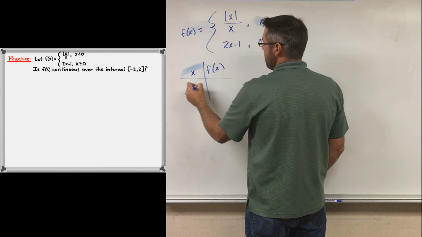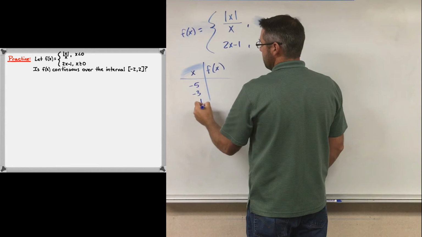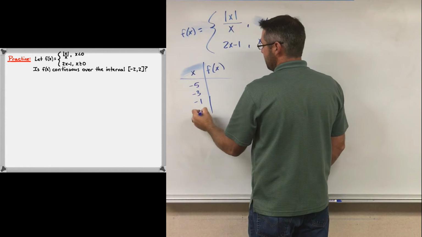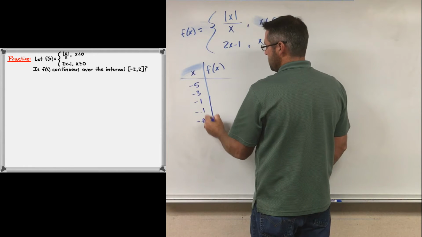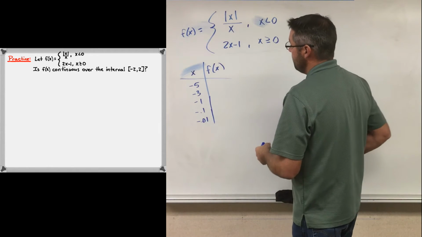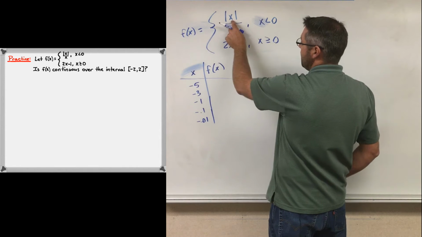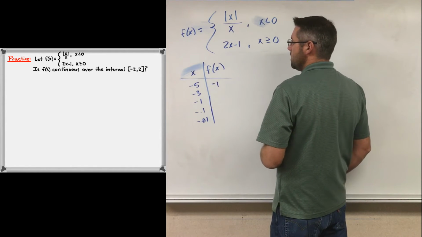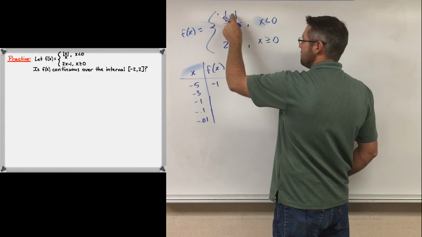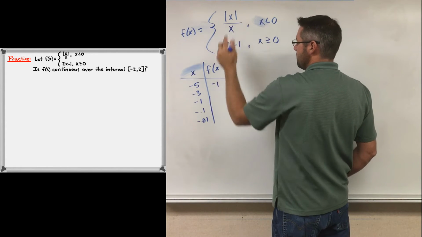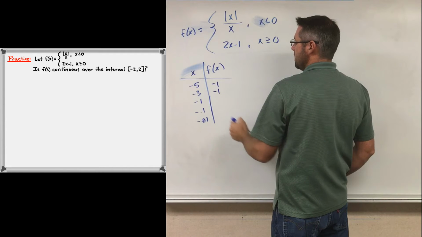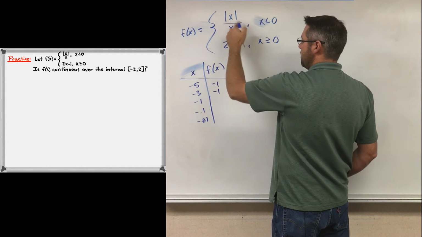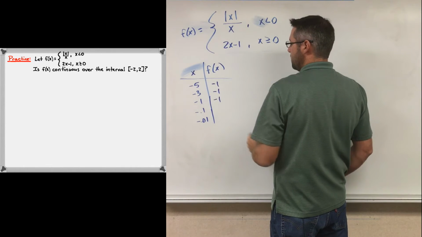So I'll plug in like -5, -3, -1. Maybe I'll plug in -0.1, -0.01, because we'll look at the limit too at the same time. If I plug in -5, I get absolute value of -5 is 5 over -5. Well, it's -1. The absolute value of -3, which is 3, over -3 is -1. The absolute value of -1 is 1 over -1 is -1.